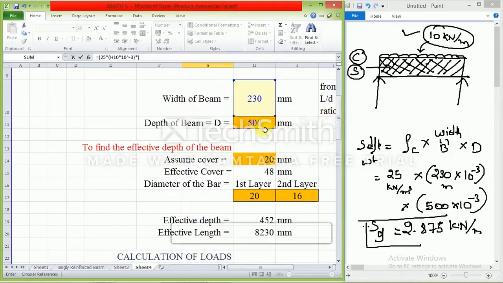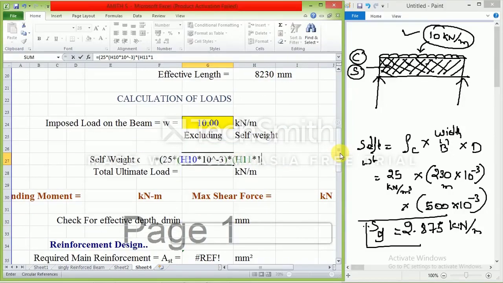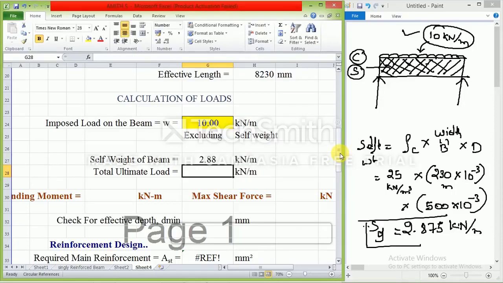I am going here and clicking on the depth of the beam, into 10 to the power minus 3. I am closing the bracket. Okay, enter. See, 2.88, the same thing I had got here.